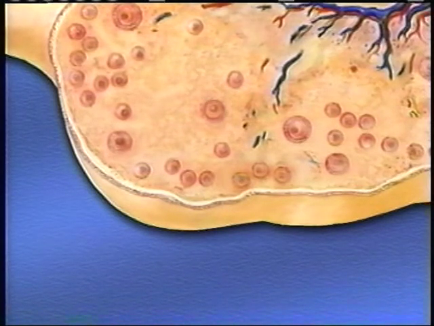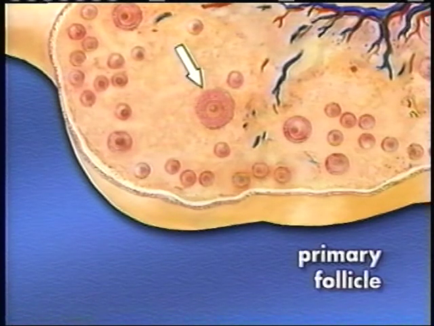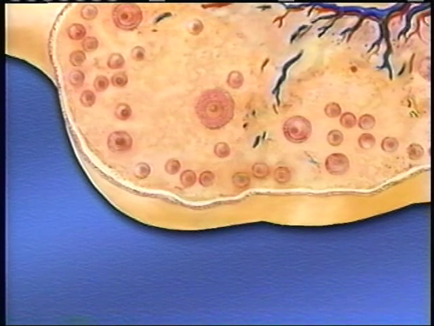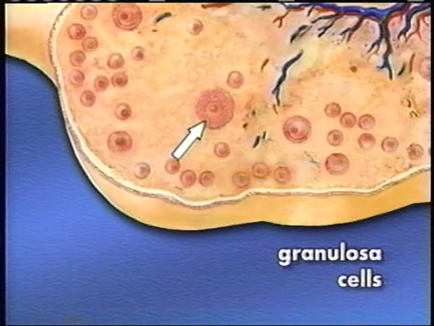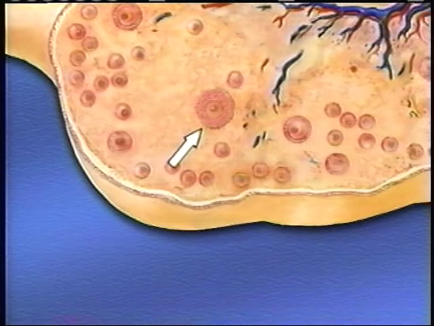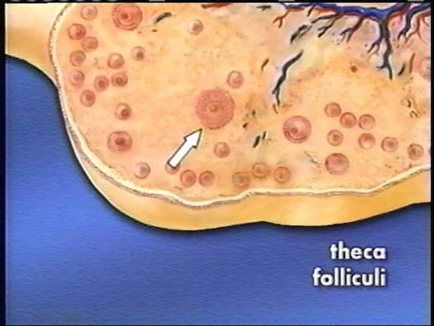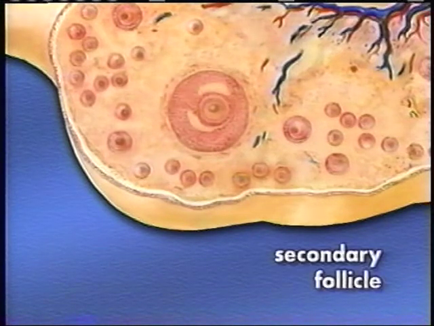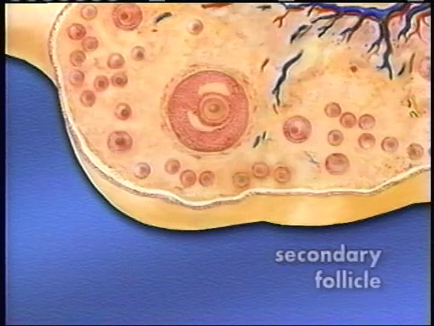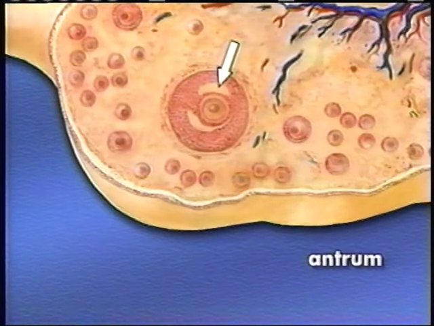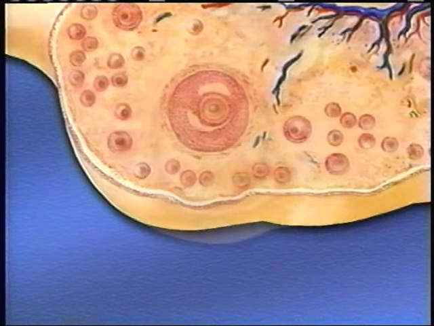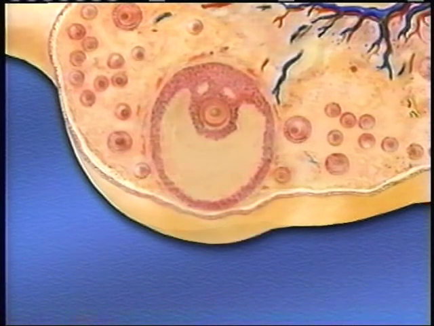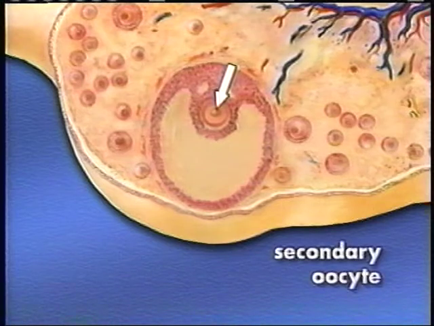As additional layers of cells begin to appear around the oocyte, the primordial follicle becomes a primary follicle. These cells forming the follicle are called granulosa cells. In addition, a connective tissue layer called the theca folliculi forms around the follicle. The thecal and granulosa cells cooperate to synthesize estrogens. A secondary follicle is distinguished by the presence of a fluid-filled cavity called the antrum. The antrum continues to expand, and the primary oocyte completes meiosis I to form the secondary oocyte.